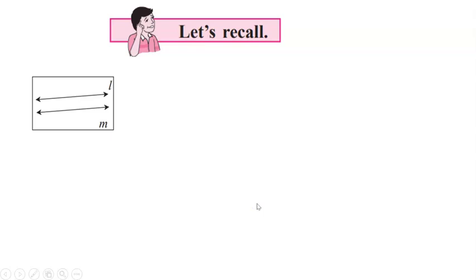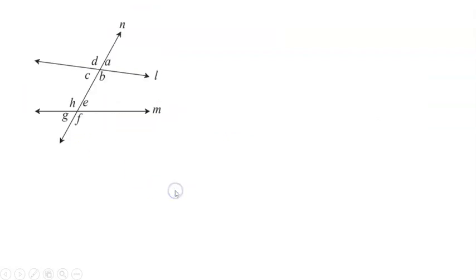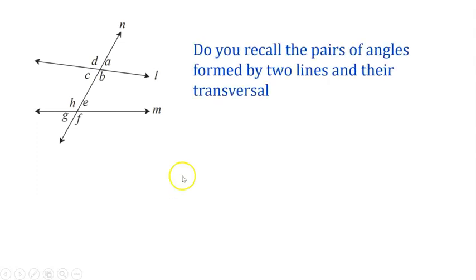Now, first, let's recall. Parallel lines: the lines which are coplanar and do not intersect each other are called parallel lines. In this figure, these two lines are coplanar, meaning they are in the same plane. These two lines are parallel as they do not intersect. Next, do you recall the pairs of angles formed by two lines and their transversal? That you have learned in 8th standard.